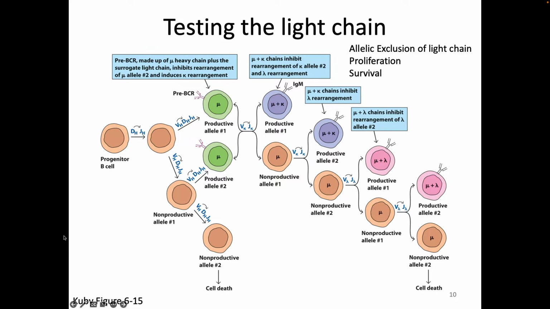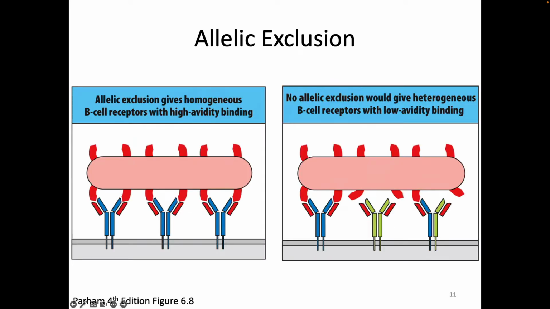Because just like we need to do allelic exclusion of the heavy chain, we also need to do allelic exclusion of the light chain. And so here is that same slide I've shown you before about allelic exclusion. But let's think for a second what would actually happen if allelic exclusion didn't occur.